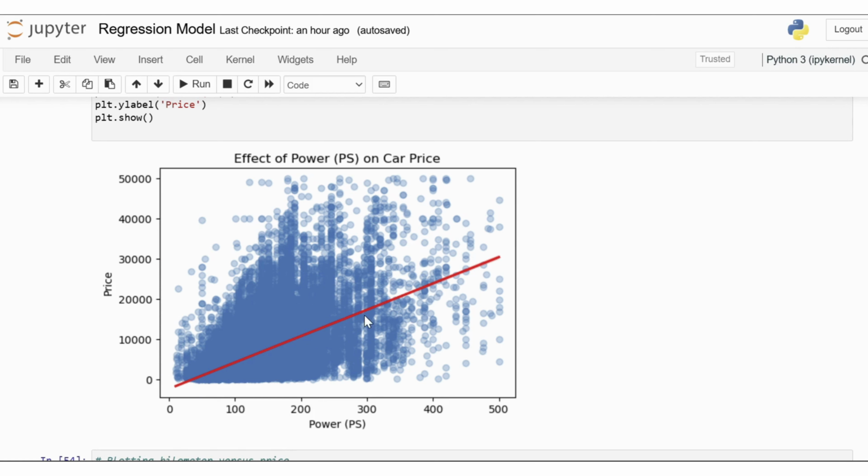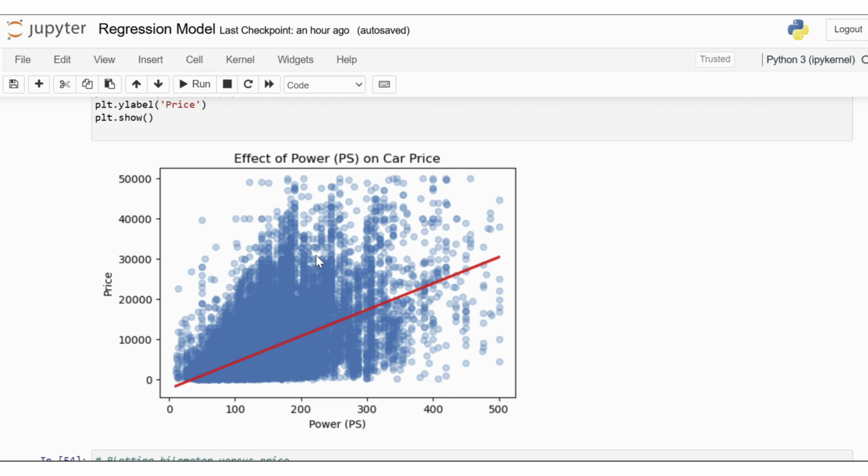On the left side of the plot, for power between 0 and 100, we see a high concentration of cars with lower prices. This indicates that cars with lower power tend to be less expensive. As we move to the right, for power above 100, the prices tend to be higher, showing that cars with more power are generally more expensive.